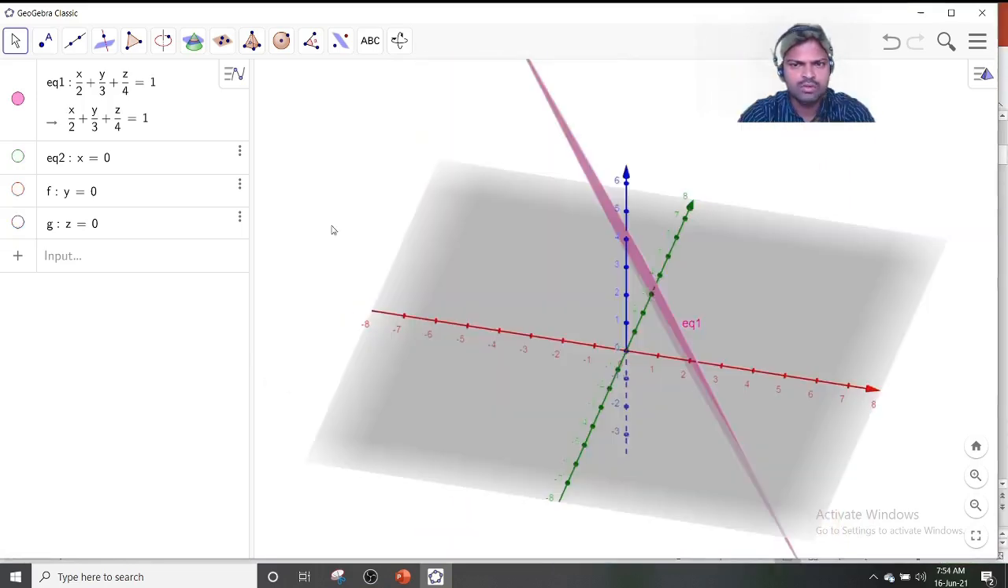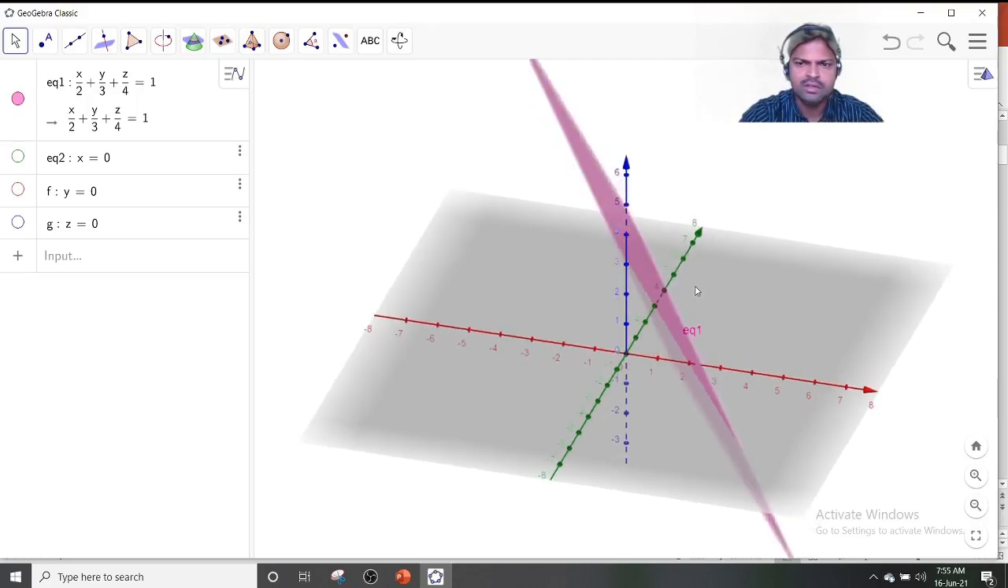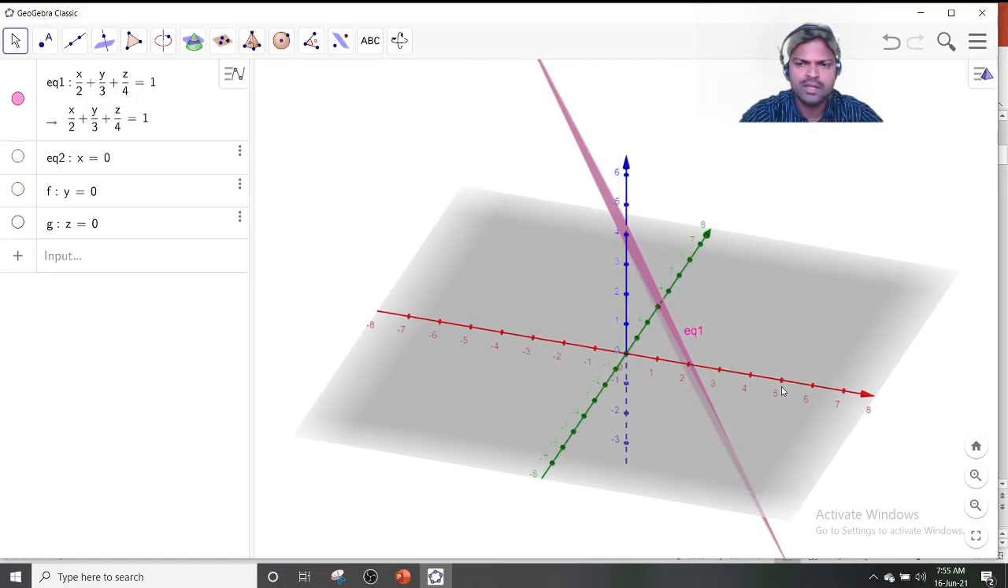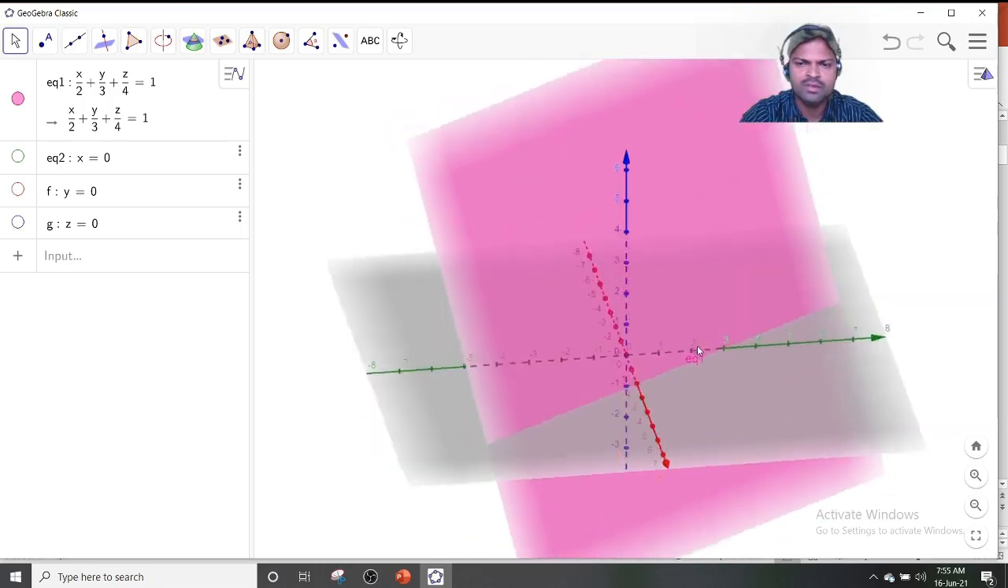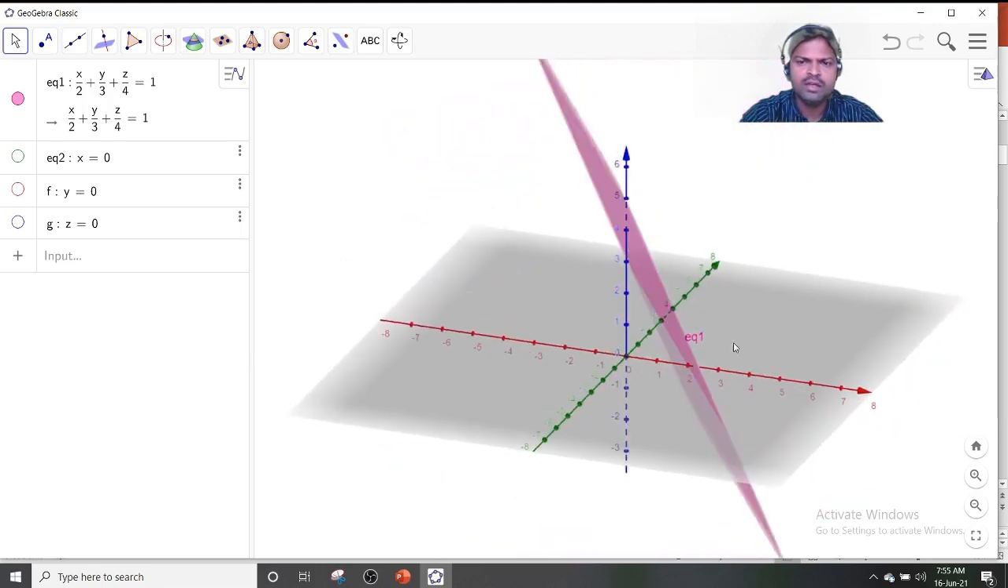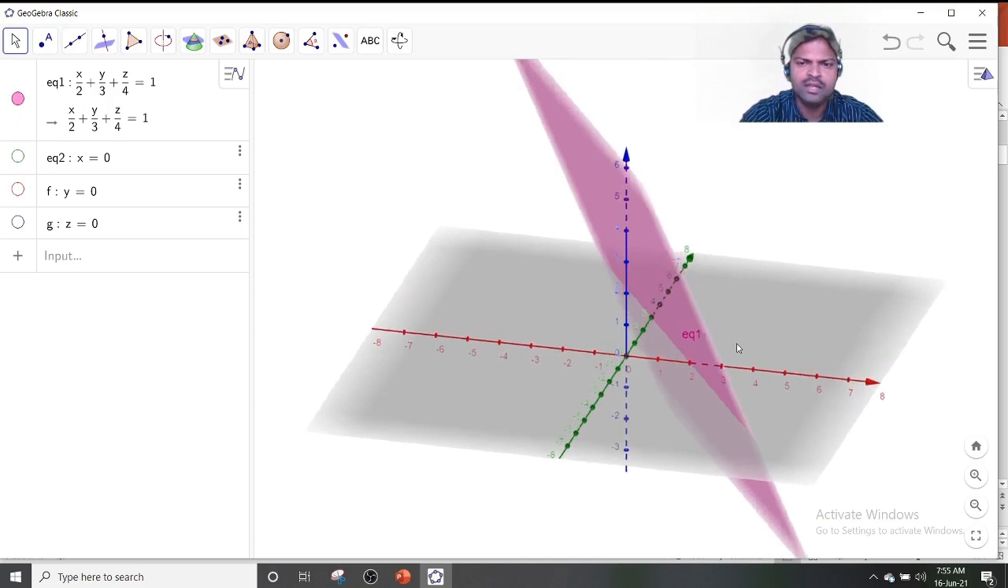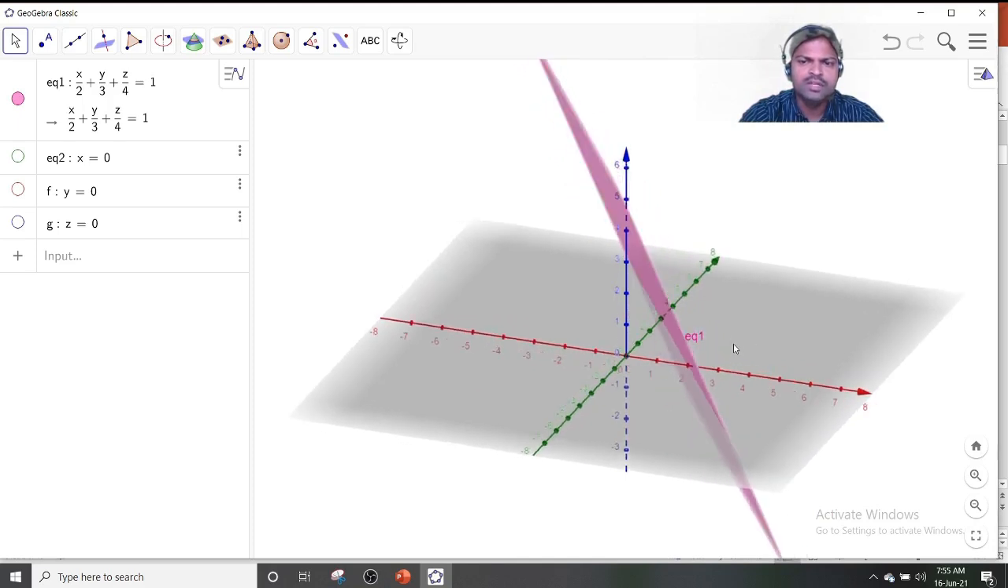If I make it opposite, now look at here. This blue one is the z-axis, this red one is the x-axis, and the green one is the y-axis. Now this plane is intersecting at these points: (2, 0, 0), (0, 3, 0), and this point (0, 0, 4). It looks like a line, but it is not a line, it is a plane. In the drawing also it looks like a triangular kind of face. Why is it looking like that? Because of the intersection portion.